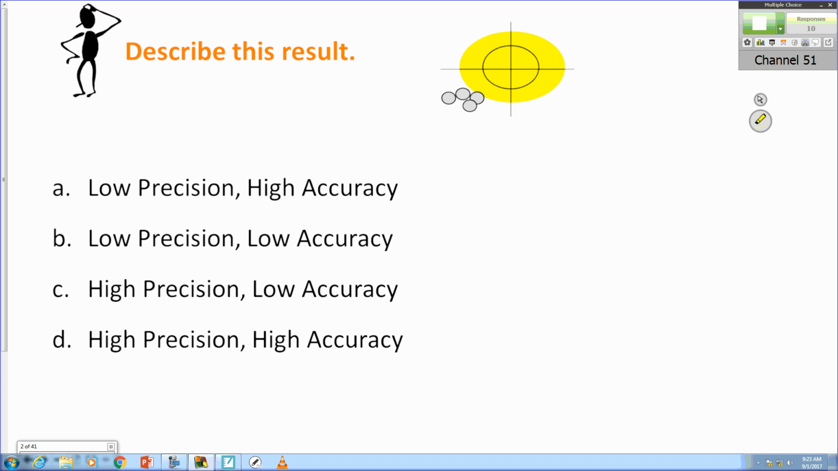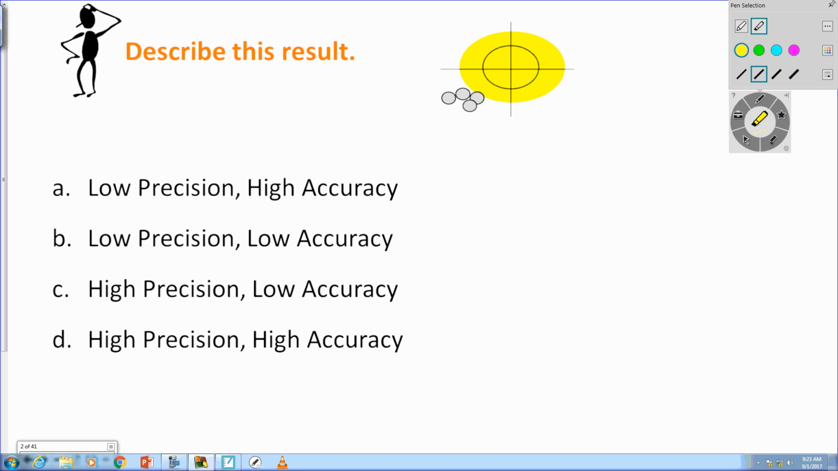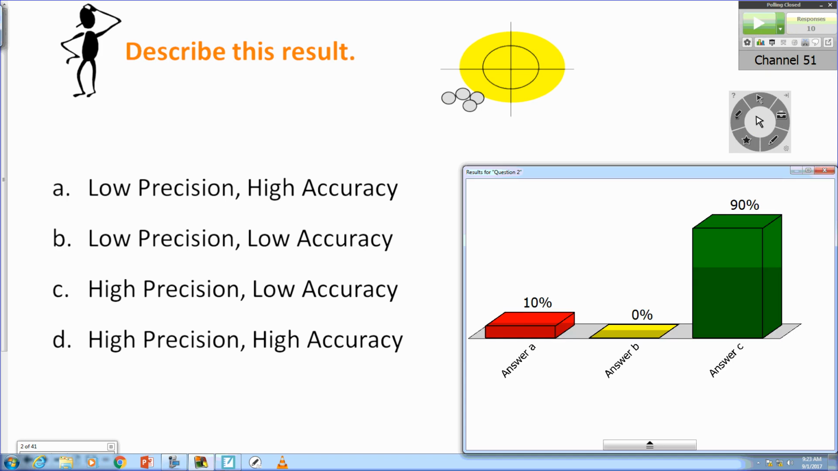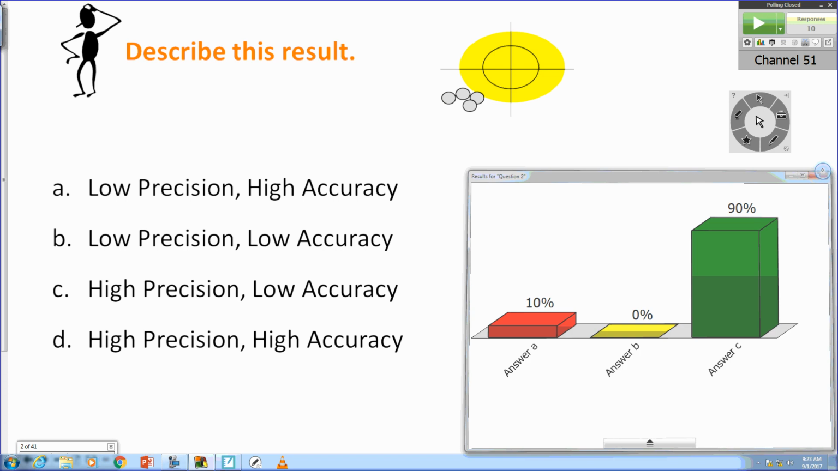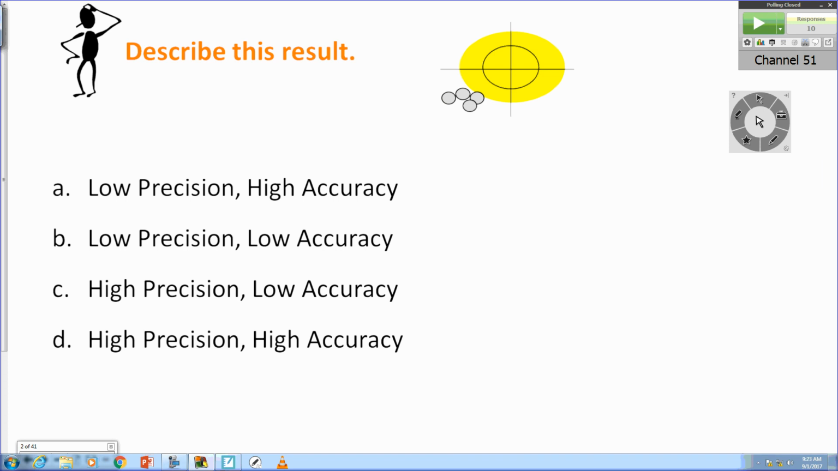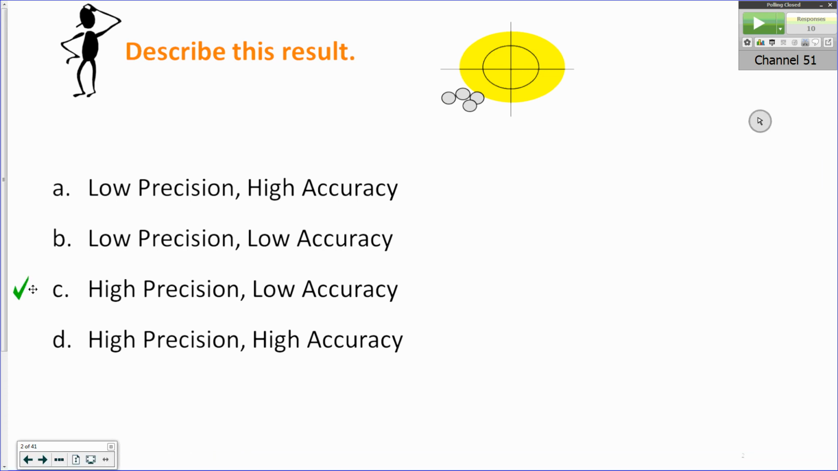Okay, I need a few more seconds. All right, that's all it is. Okay, most of you said it was choice C. That indeed is our correct answer.